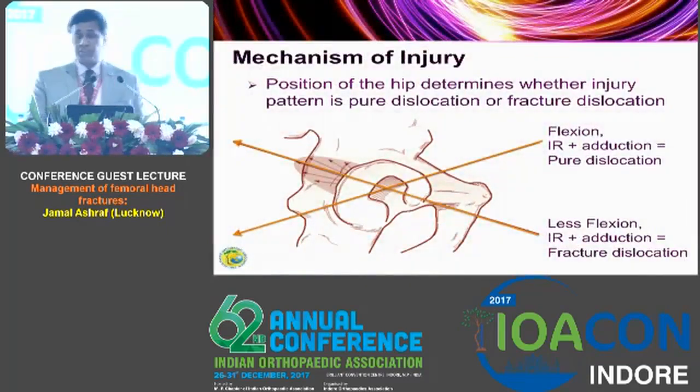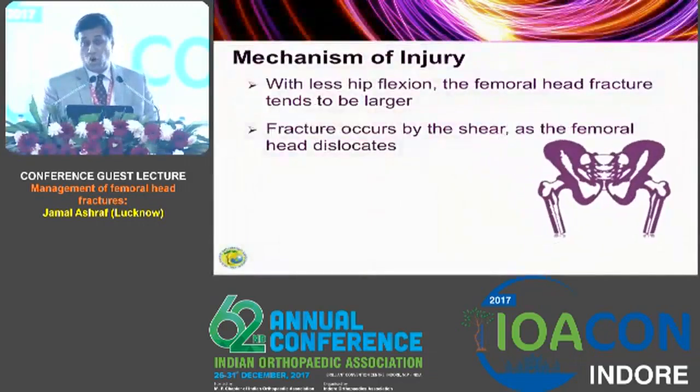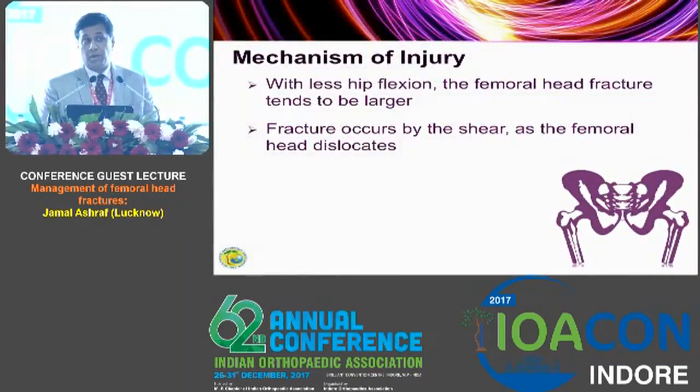Now, the position of the hip at the time when the impact actually happens determines whether the injury pattern will be a purely dislocation or a fracture dislocation. Greater amounts of flexion at the time of impact usually result in a pure dislocation scenario. However, with lesser amount of flexion, we end up with a fracture dislocation. And the lesser degrees of flexion also result in a femoral head fracture being of a larger size. The fracture occurs by the shear as the femoral head hits the rim of the acetabulum and then the head dislocates.